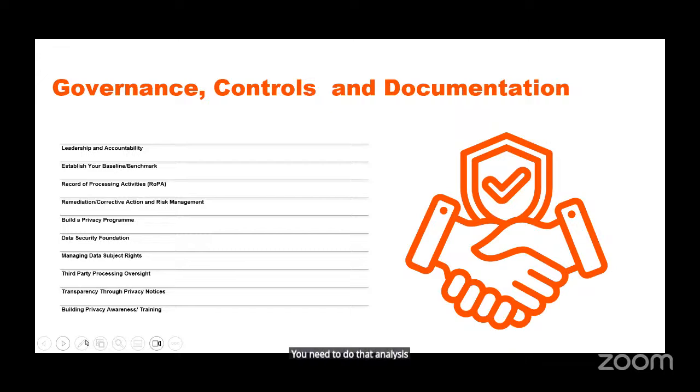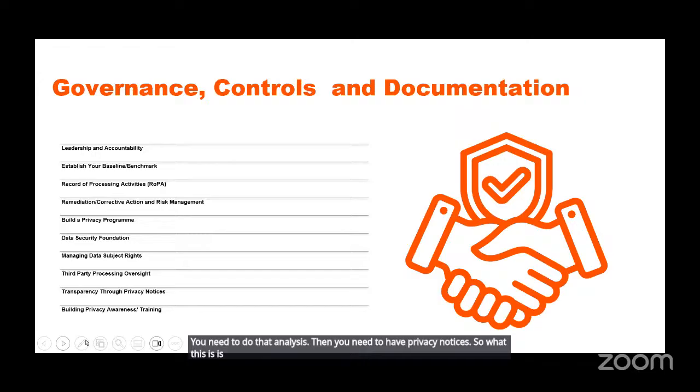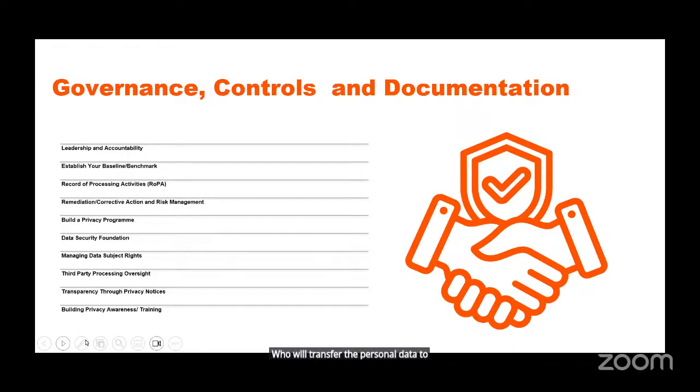Then you need to have privacy notices. This is basically just transparency. People need to know what you are using their personal data for. You need to obtain consent from people. A privacy notice is basically transparency: who we transfer the personal data to, what we do with that personal data. You need to have this in place.